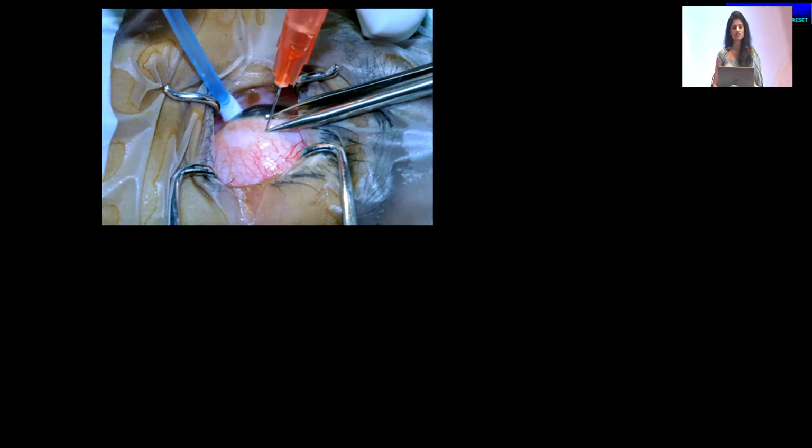Now, the technique is very, very important. It is given through the pars plana route, and it is very important to understand that we are injecting in children. So it's not that the pars plana is present at 4 millimeter from the limbus in every patient. It depends on the age. In general, you take 1 millimeter for every year.